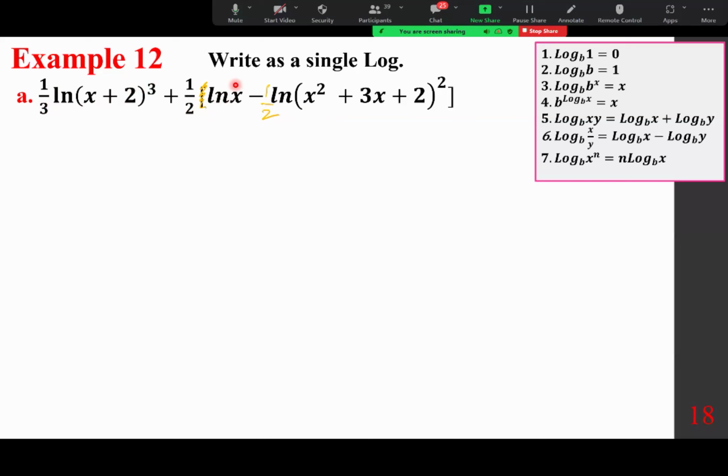Now this 1/2 becomes the exponent. So here's what happens in other words. This now raise it to the power of 1/3 and get rid of that.